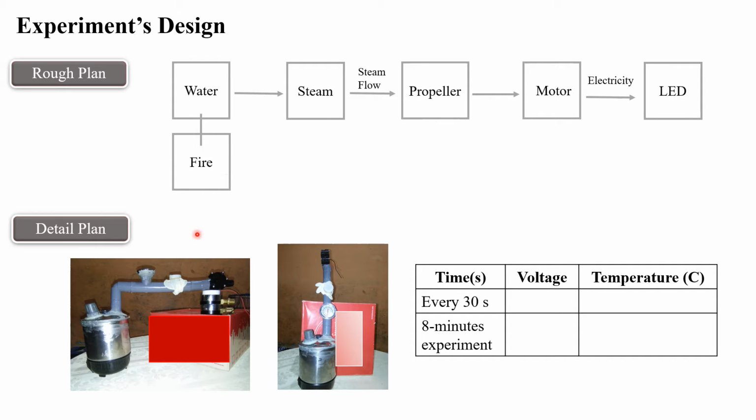Moving on to the detailed one, we divided the steam engine into two different schematics, which are the horizontal and vertical. Instead of the LED, we replace it with a voltmeter so that we can get a specific value of the voltage that is produced by the motor. And for the variables that we take during the experiment, we take two different variables. The first one is the voltage and the second one is temperature. We take these variables every 30 seconds in 8 minutes of experiment.